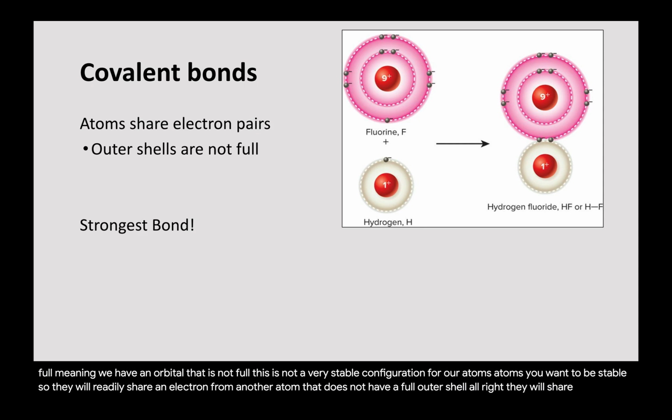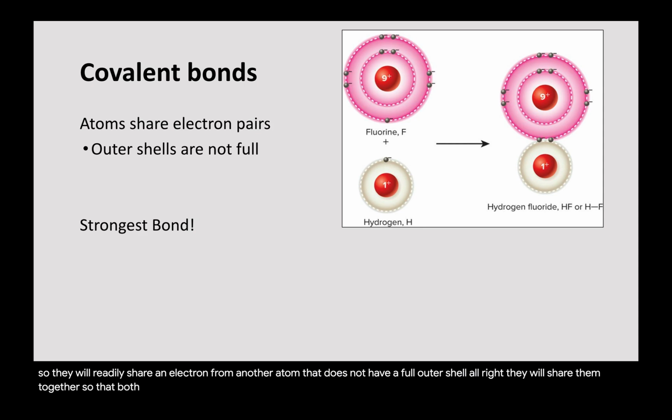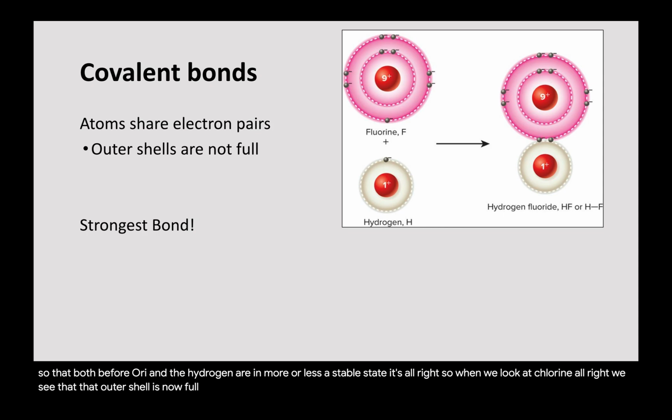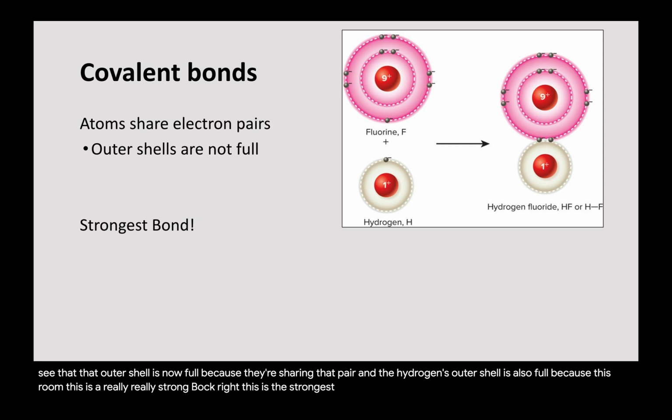They will share them together so that both the fluorine and the hydrogen are in more or less a stable state. All right? So when we look at fluorine, we see that the outer shell is now full because they're sharing that pair. And the hydrogen's outer shell is also full because they're sharing that pair. This is a really, really strong bond, right? This is the strongest bond that we can have.